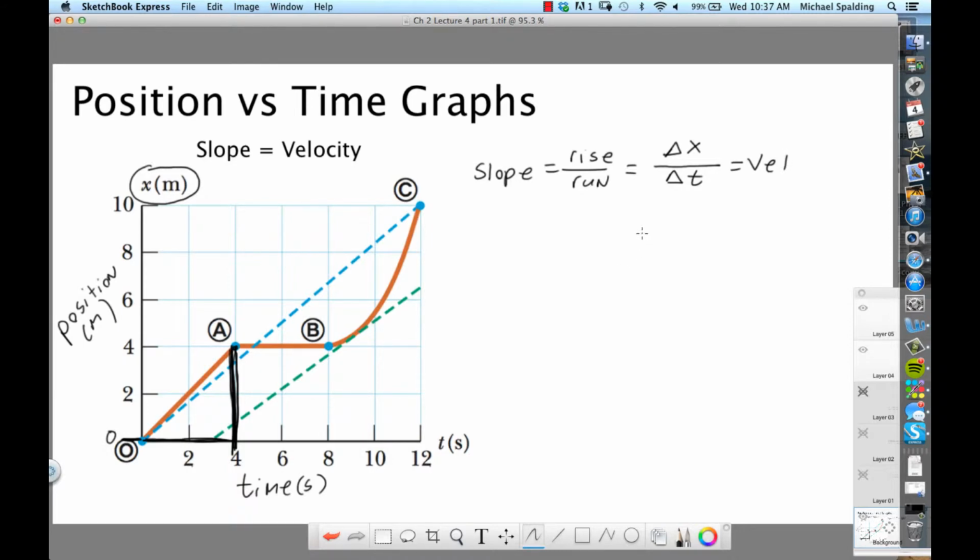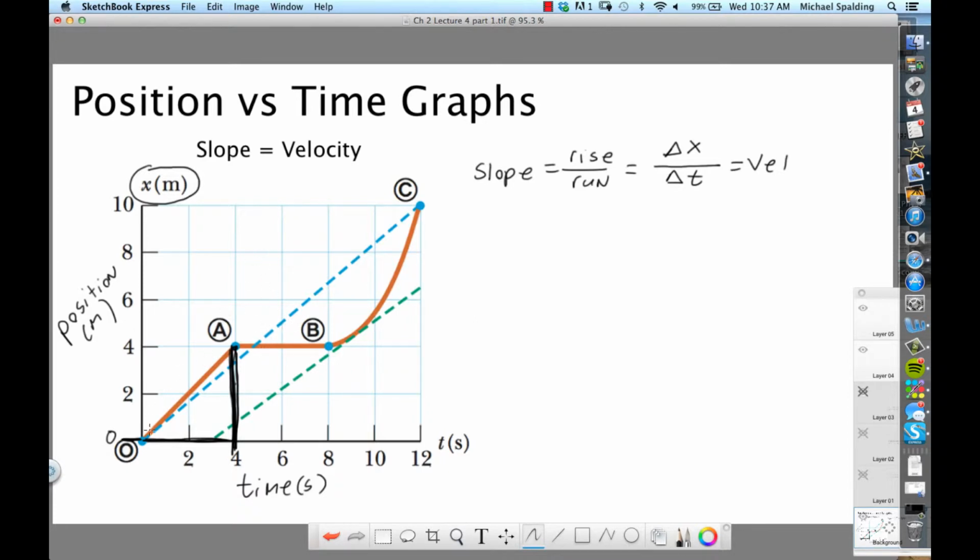You just go, okay, slope is rise over run. What's the rise telling me? Oh, the rise is the change of position. Okay, what's the run telling me? Oh, the run is the time. Oh, displacement over time is velocity. You figure it out. Everybody got that?